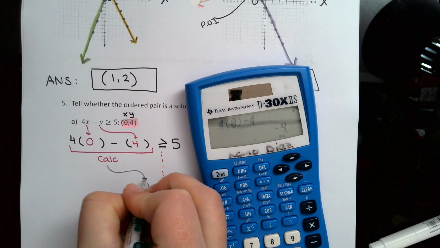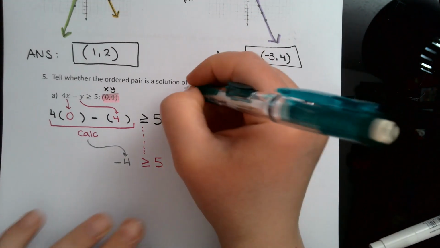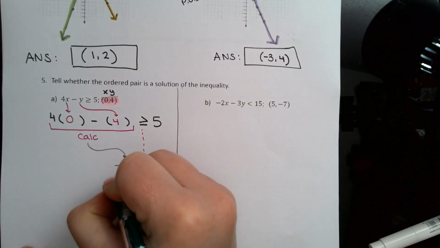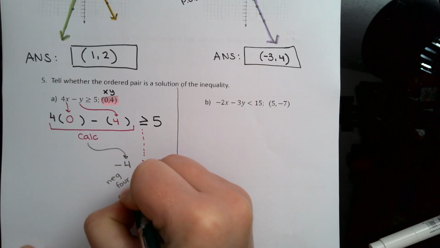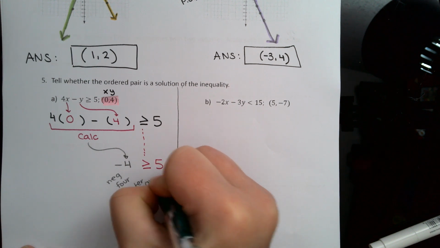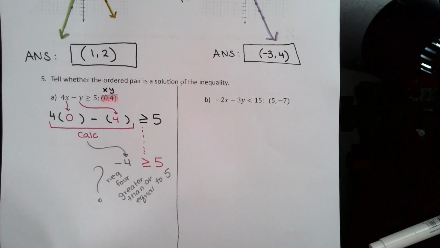So calculator, negative 4. And so now we're going to ask ourselves a question. Let me separate this. I'm taking up too much space. Negative 4 is greater than or equal to 5. That's what we're asking ourselves. Is negative 4 greater than or equal to 5?